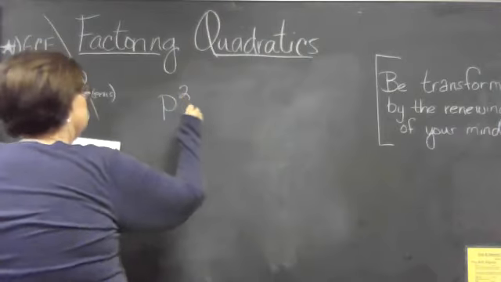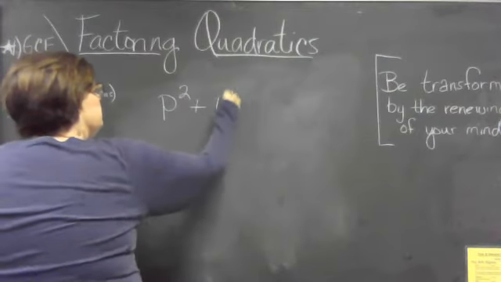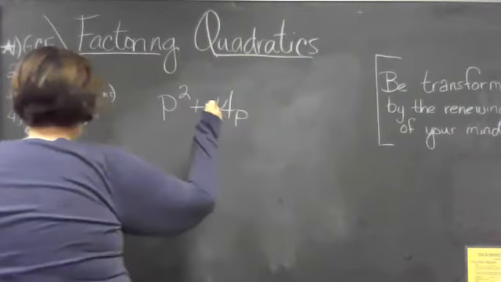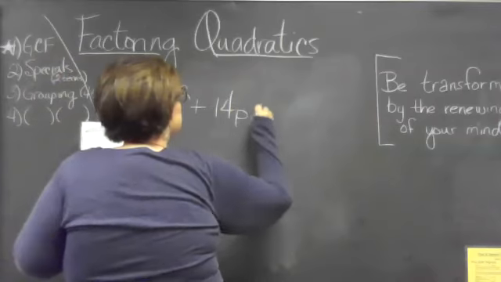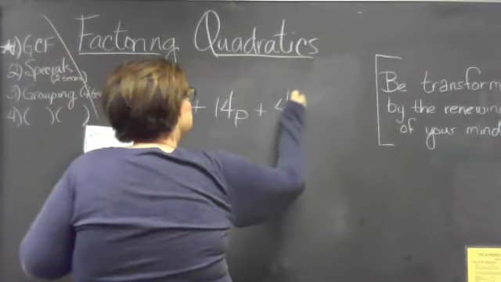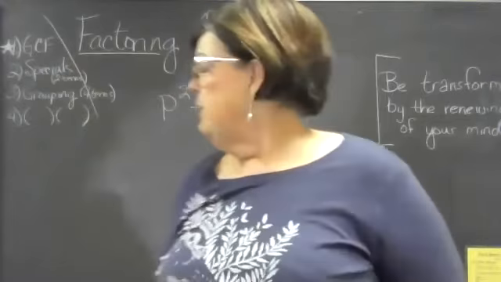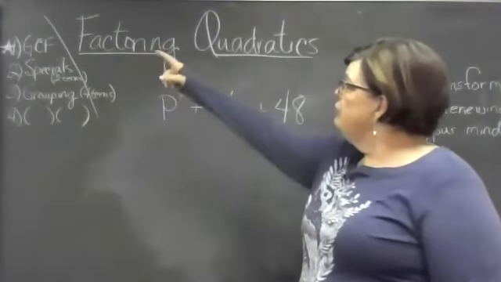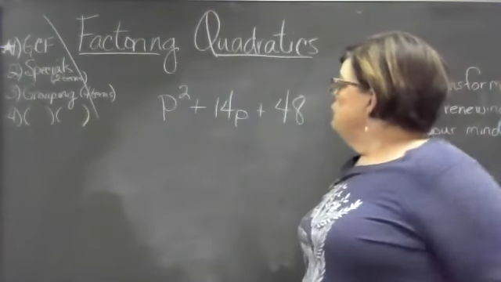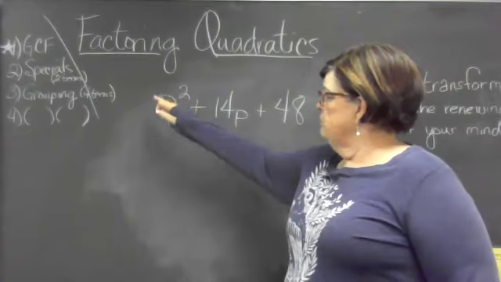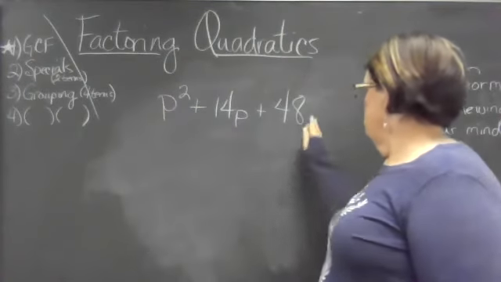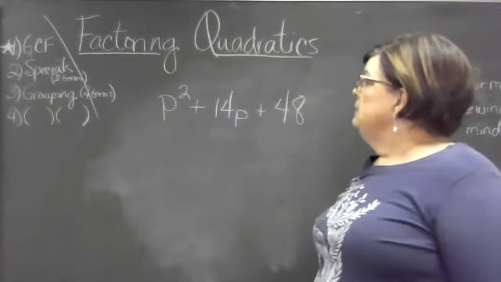P squared plus 14P plus 48. Okay, again, quickly through the 4 steps. There's no GCF except for an invisible 1 because all I have is 1 and no variable here.